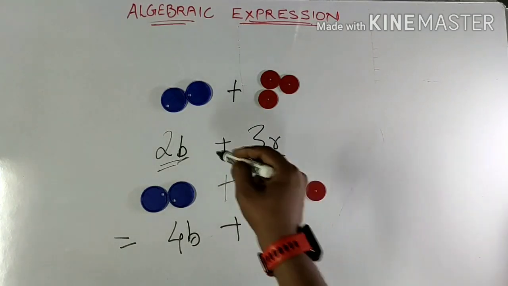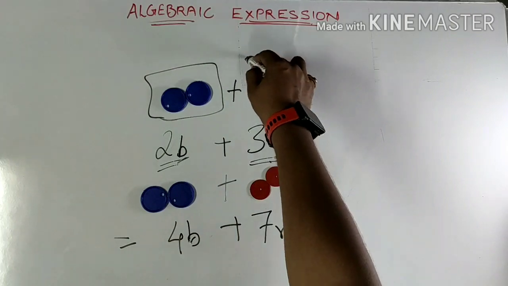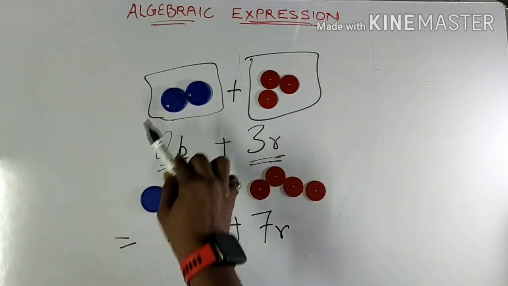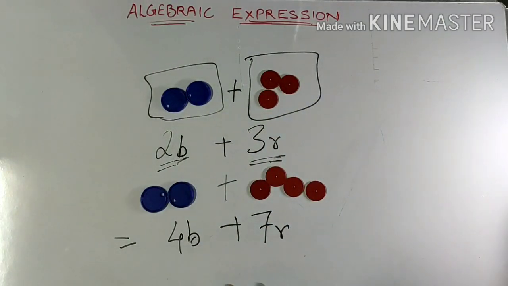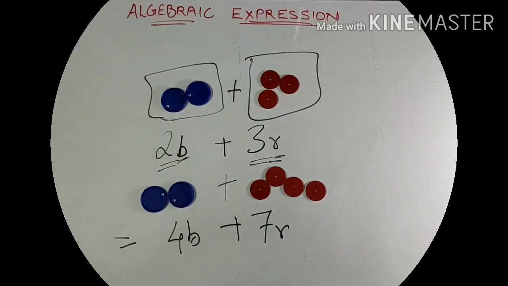How many terms are there in this? So there are 2 terms, the term containing blue coins, the term containing red coins. Always imagine it like that in quantitative way. So it becomes very easy for you to interpret and solve the problem.